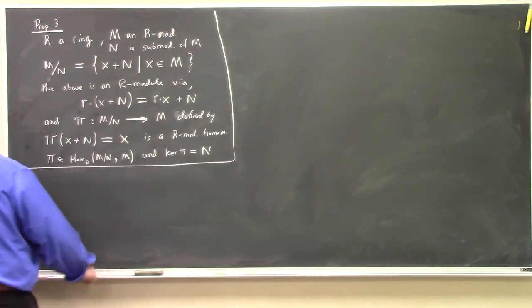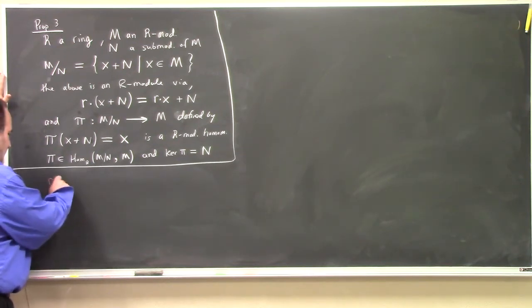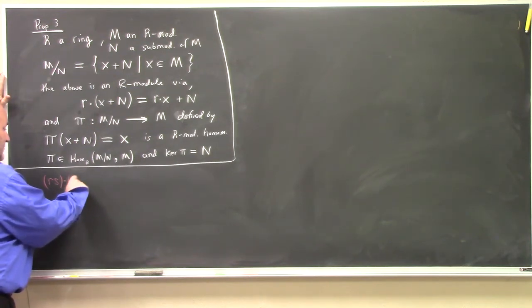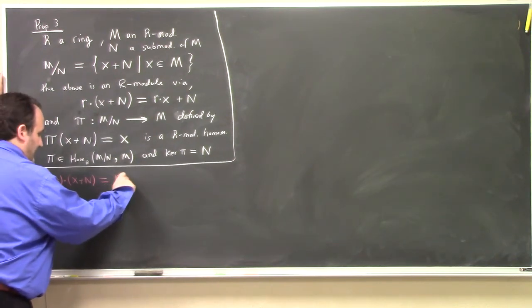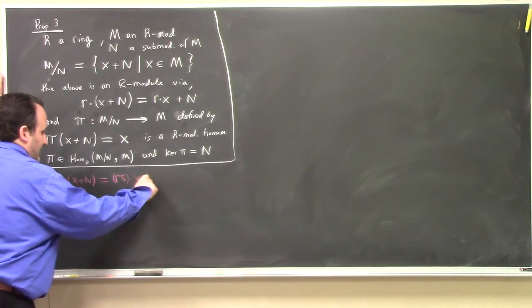Unexciting excitement. But anyway, to prove proposition 3, basically you have to walk through the proof that this definition of R module action is actually an R module action. Remember what that meant was, for example, if we had R times S acting on x plus N, what's supposed to happen? So that gives us RS acting on x plus N by the definition.